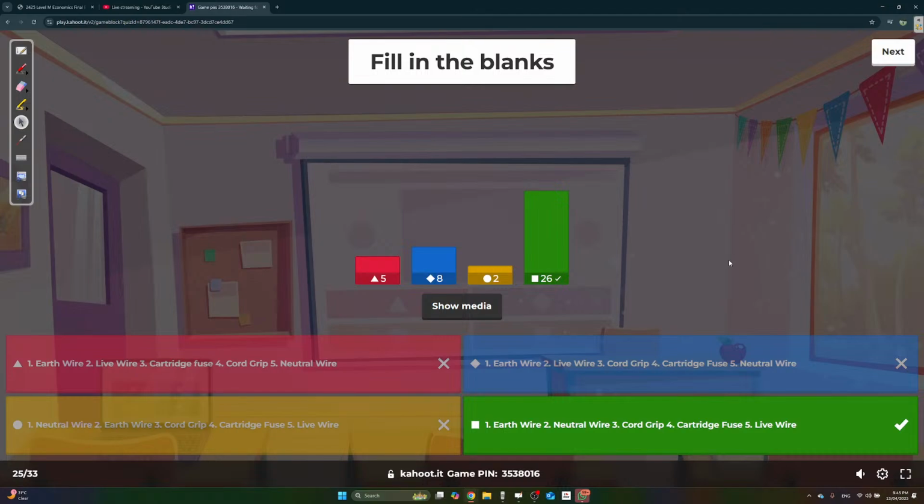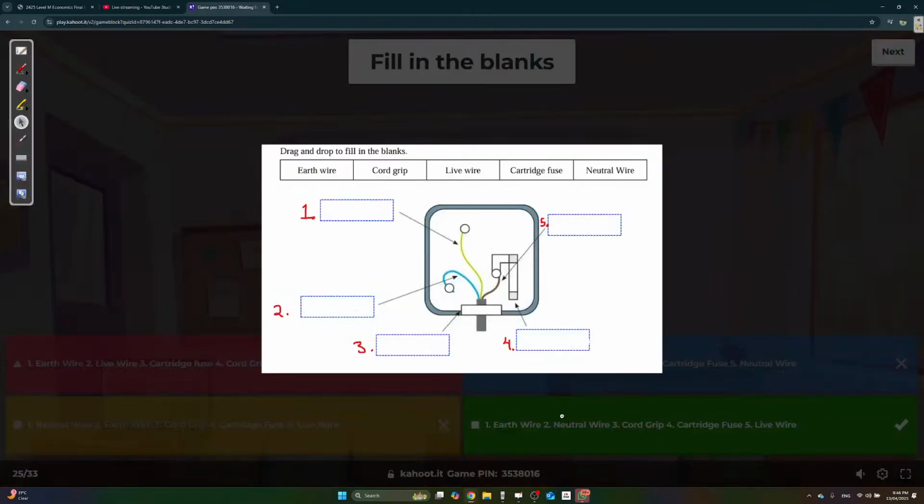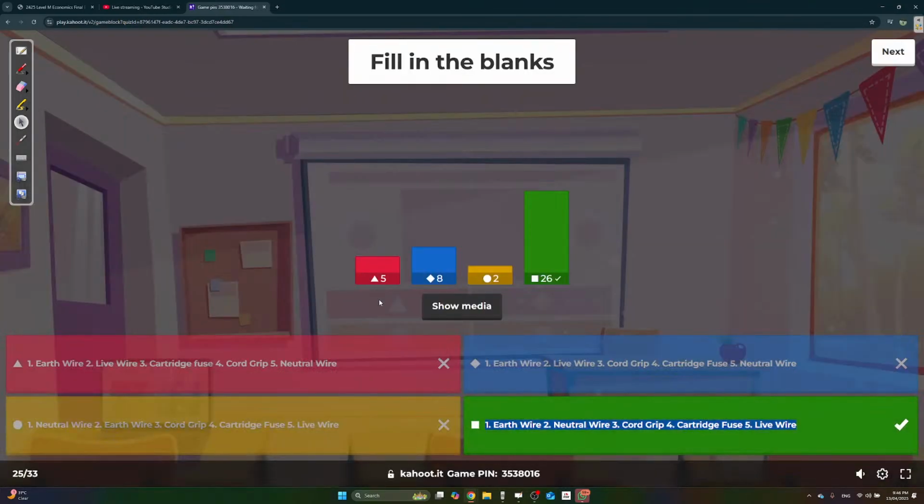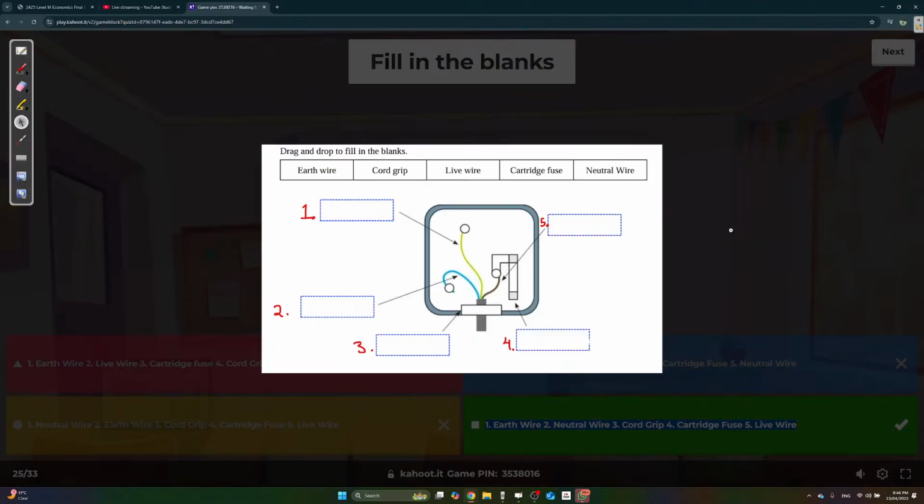Okay. This one you seriously have to memorize. Okay, you have to memorize, and this is the answer over here. Memorize. Okay.